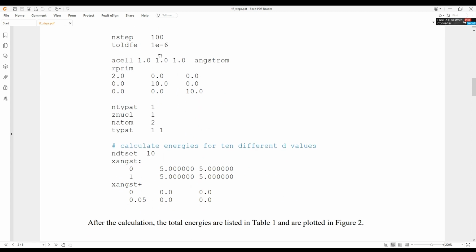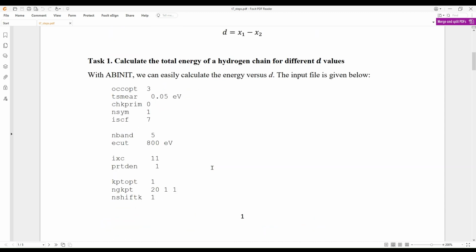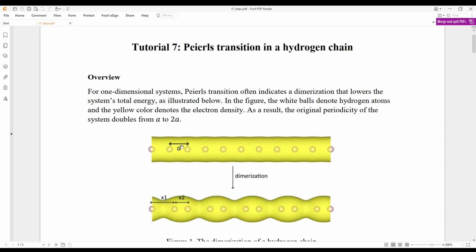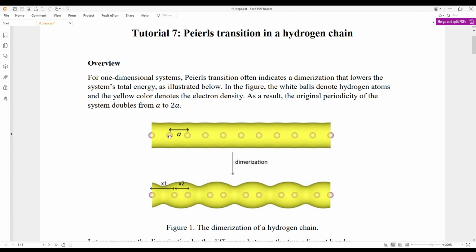So here is the definition of the cell. It's a one-dimensional system, which means that we have a large unit cell in the y and the z directions. In the x direction, it's 2 angstrom. This is because I set the a parameter equal to 1 angstrom for this system. So that's why the cell length in the x direction will be 2 angstrom from here to here. In other words, we have 2 hydrogen atoms in one unit cell.